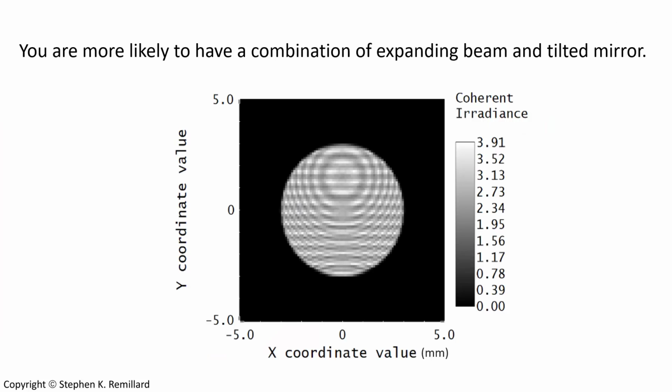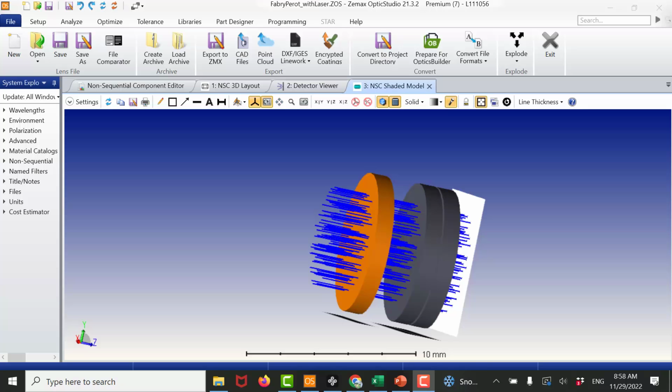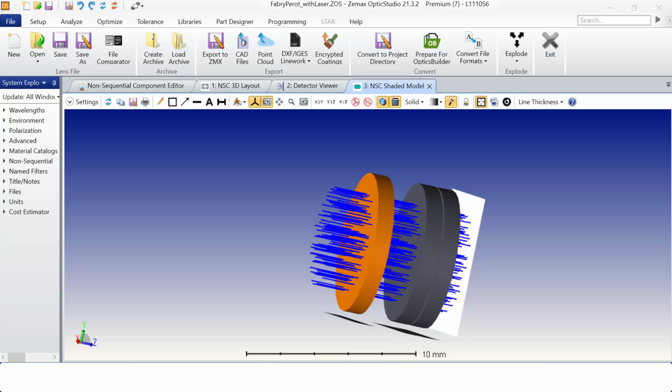It's very difficult to have perfectly oriented mirrors, and you always have a non-ideally collimated laser beam, so you would in fact have a mixture of these two patterns. The challenge then is to align those mirrors well so that you don't have parallel fringes. I'll give you a brief summary of how I set up the simulation in Optics Studio.